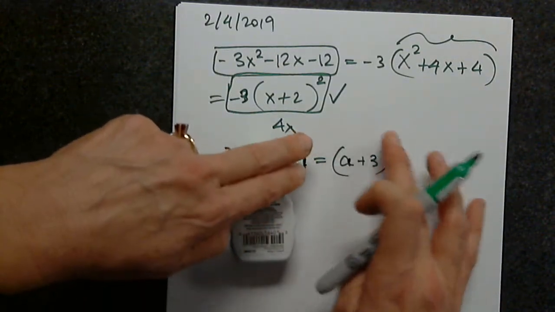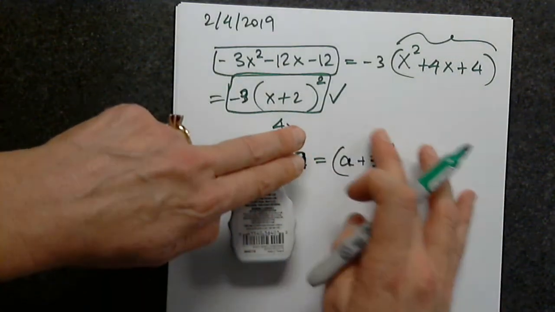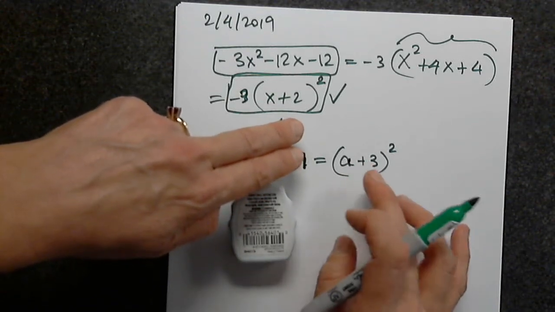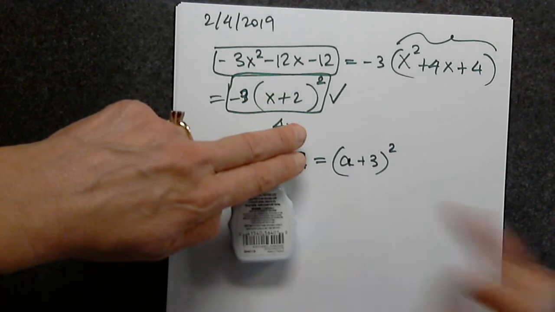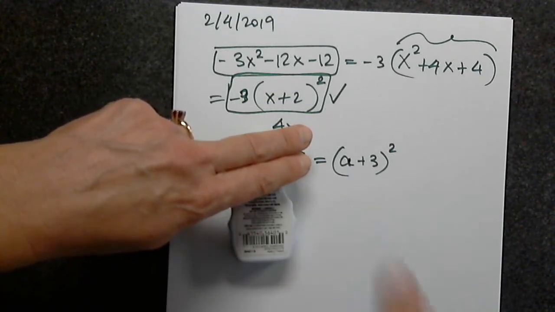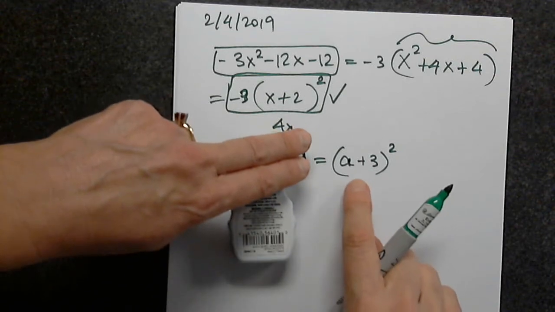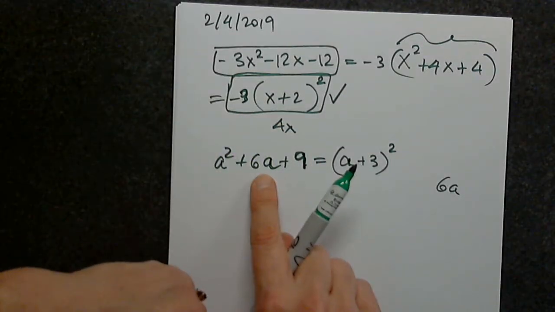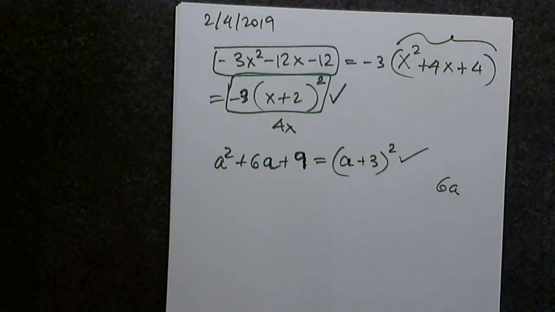How many terms do I get when I expand this? I get 3 terms. When I square a binomial, I get 3 terms. We wrote that 2 weeks ago. It's a trinomial. Excellent. So what will be the middle term when I expand this? 6a. Do I have 6a here? Yes. Therefore, this is the correct form.